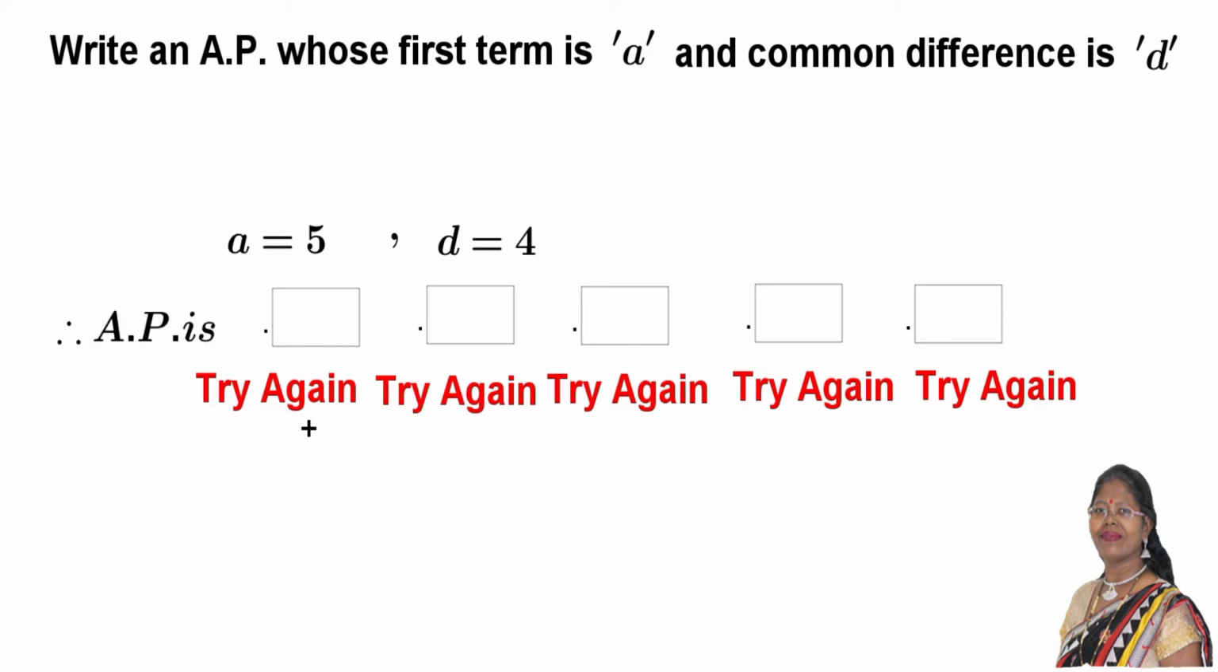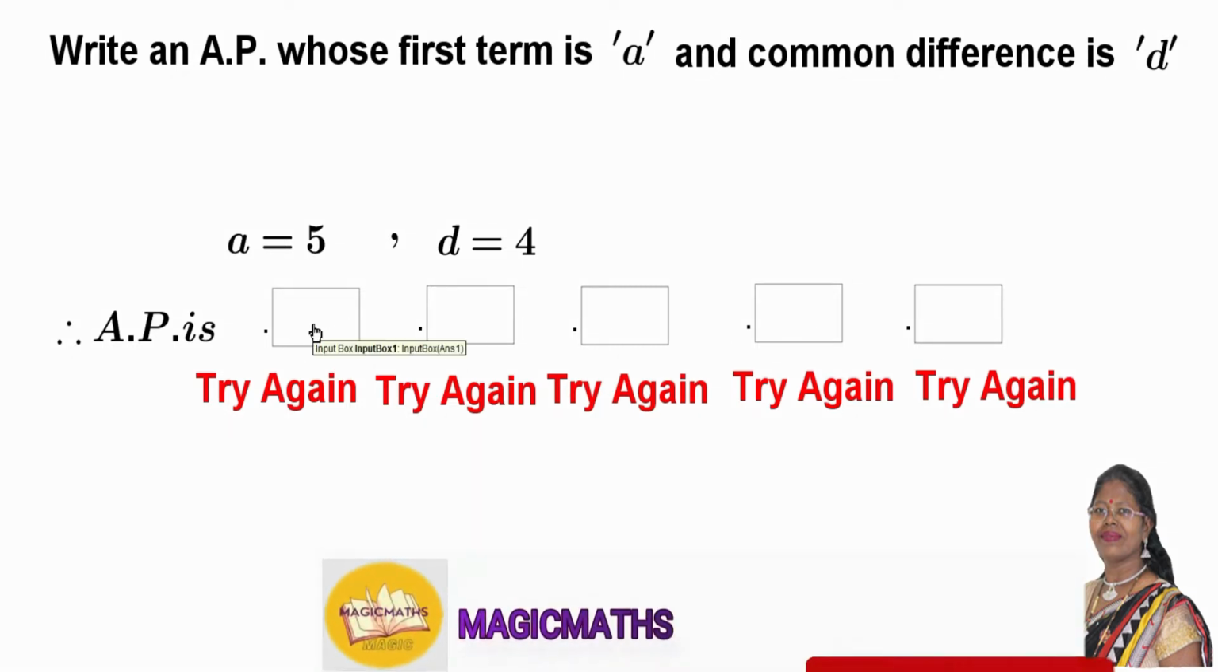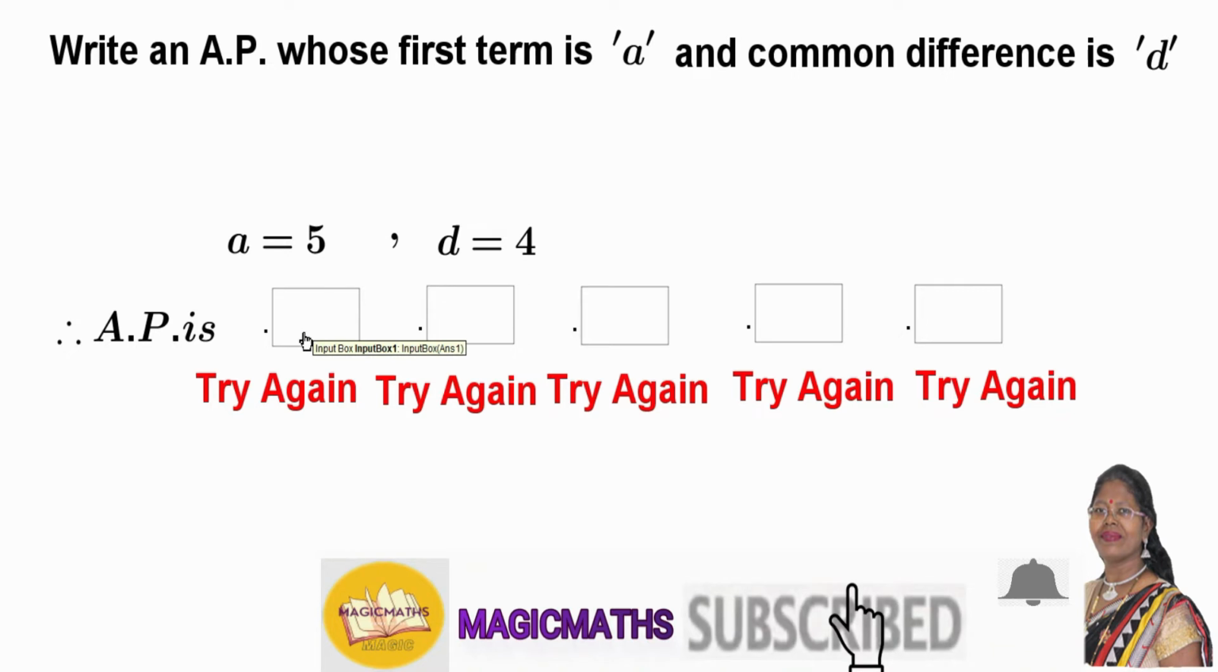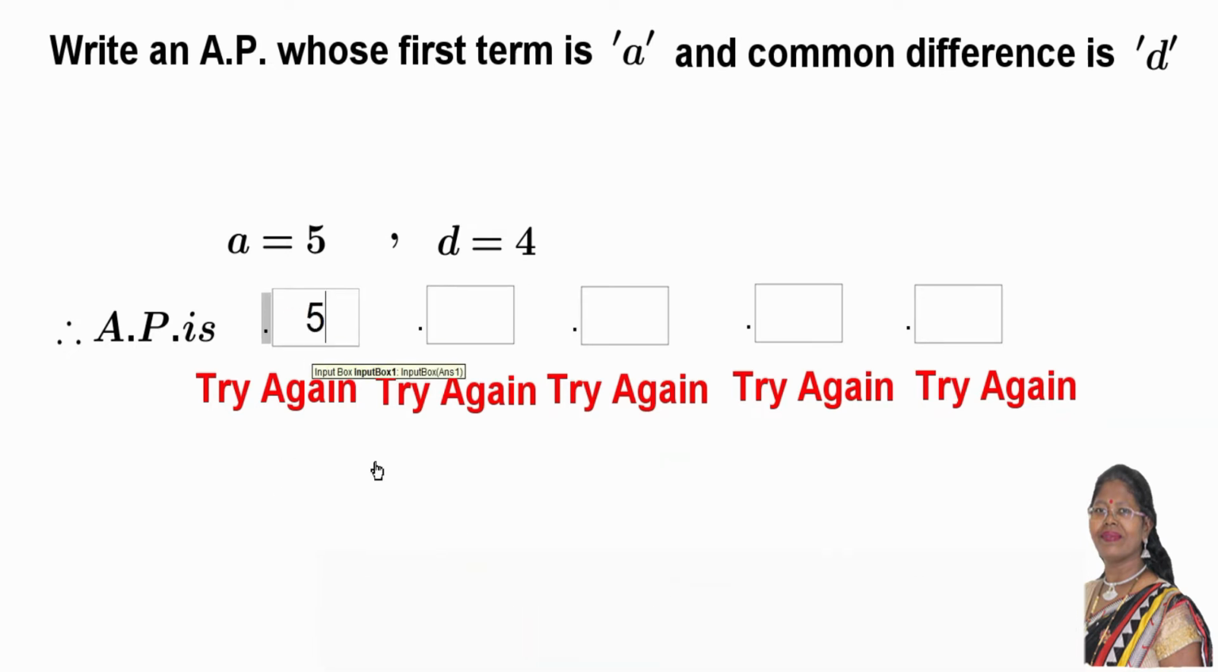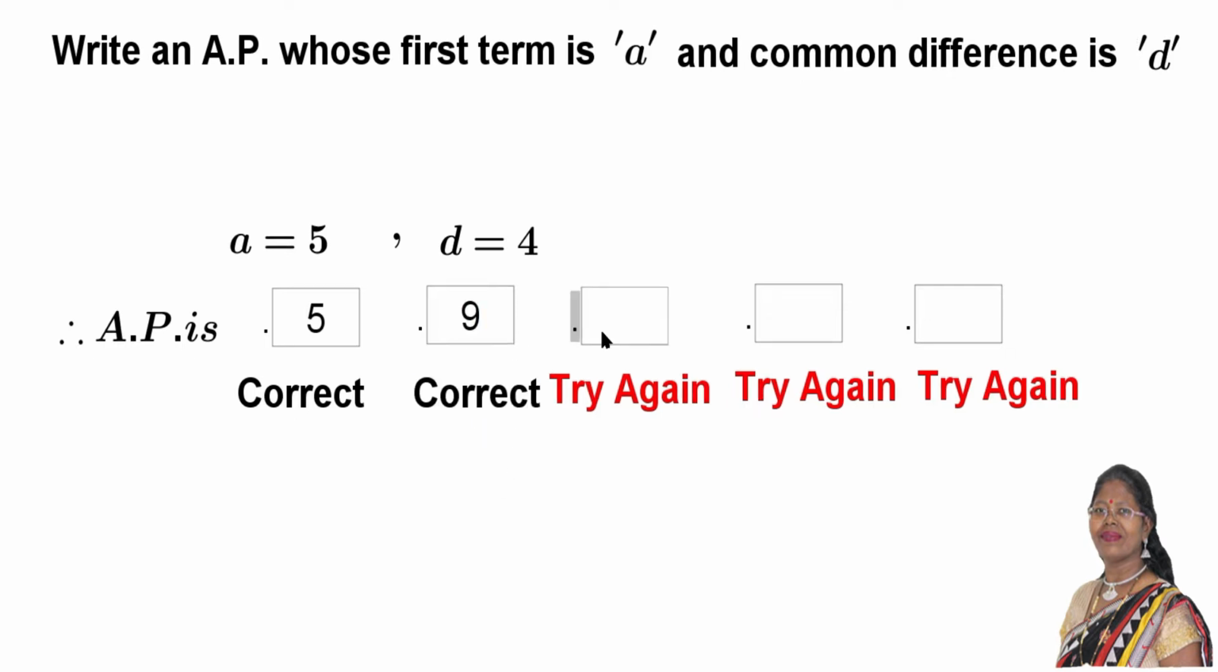Here the AP is in brackets, there are 5 terms. We will try to solve this AP. The first term is A, which is 5. I have written it. Let's see if it's correct or not. Yes, it's correct. Then for the second term the difference is 4, so the second term is 5 plus 4 is equal to 9. Yes, it's correct. 9 plus 4 is equal to 13. Let's see. Yes, it's correct.